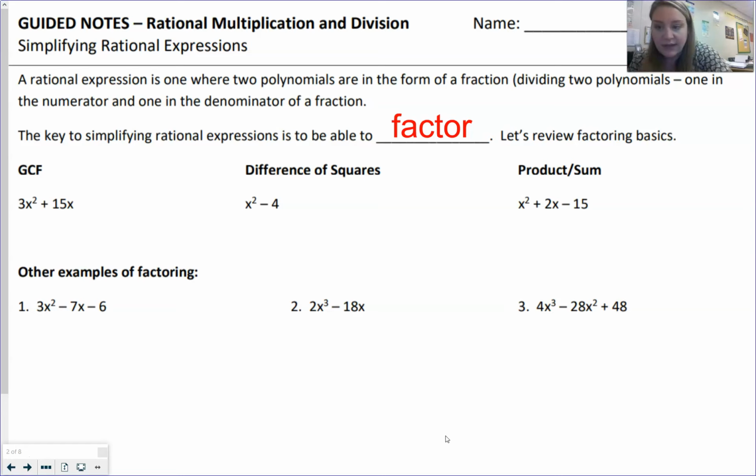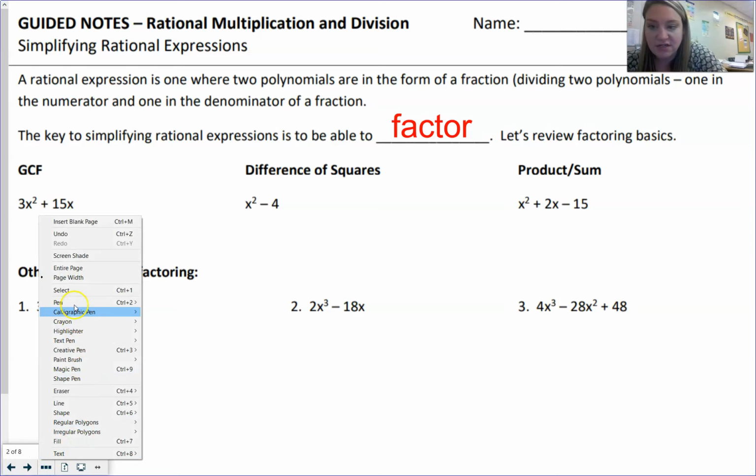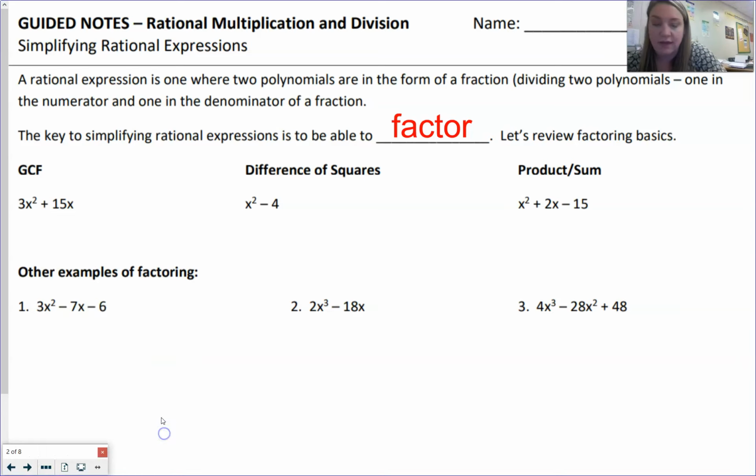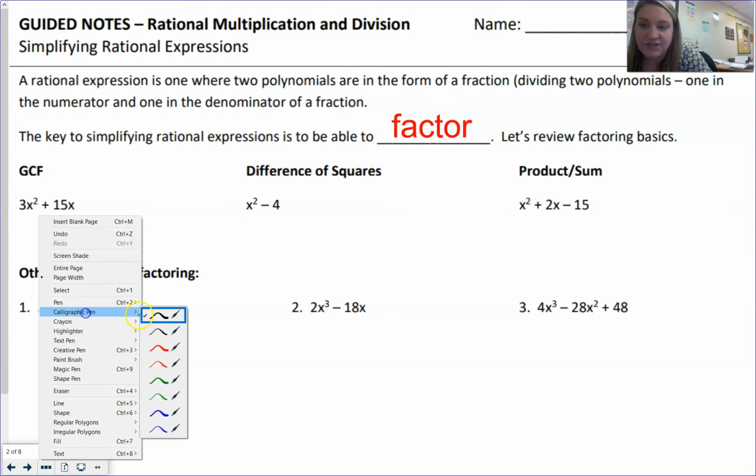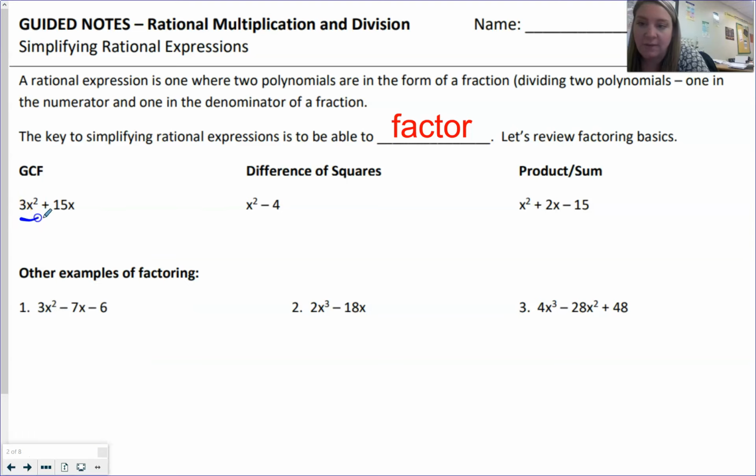Okay. Here, so we had greatest common factor. That's where we looked and saw if there was something in common I could divide out of all of my terms. In 3x squared and in 15x, I can divide both numbers by 3. I can also divide an x out of each piece. So if I divide each piece by 3x, I've taken a common factor of 3x out.